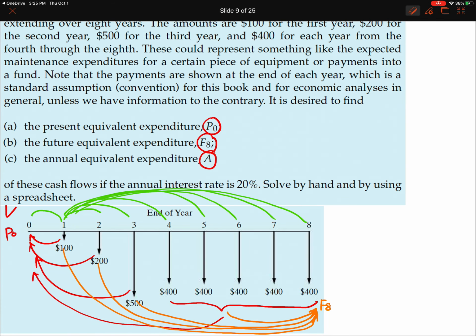Okay, every year but not the first year. Because by definition, the annuity equation can only be used when the first payment is at the end of the first year. So this is not true.